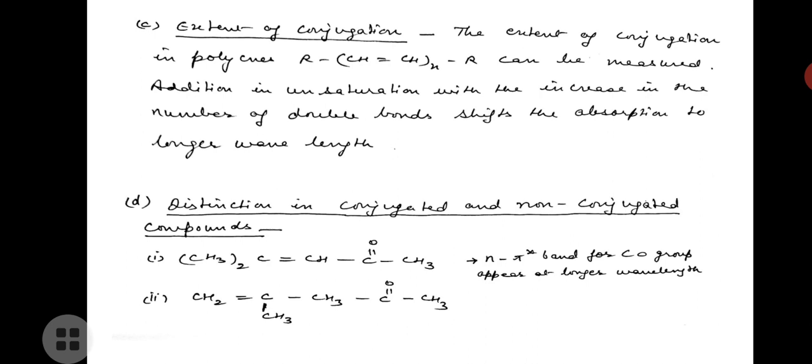So the forbidden n to pi antibonding band for the carbonyl group in the first compound will appear at longer wavelength compared to that for the second compound, which is non-conjugated. The alkyl substitution in an alkene causes a bathochromic shift, but this technique is not much useful for the identification of individual alkenes.